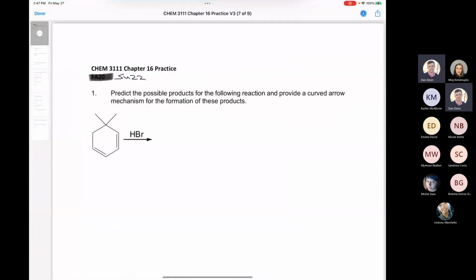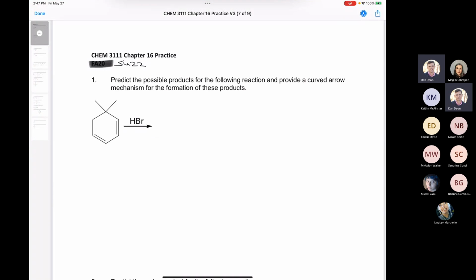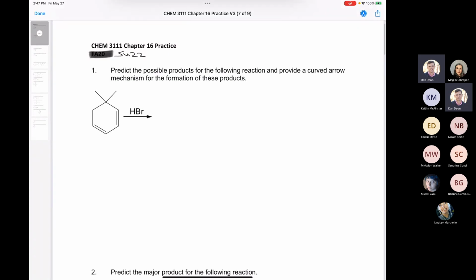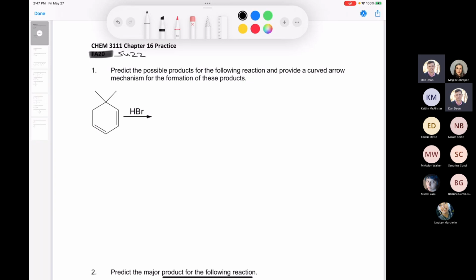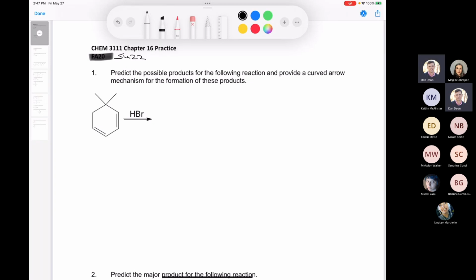Okay, let's take a look at some practice problems. These practice problems are posted in the Chapter 16 module of our class. So let's take a look. It says predict the possible products for the following reaction and provide a curved arrow mechanism for the formation of these products. We have a conjugated diene, and we're treating it with HBr.